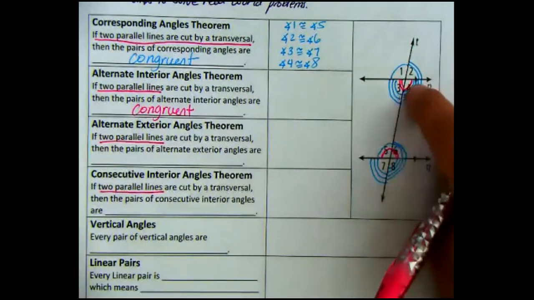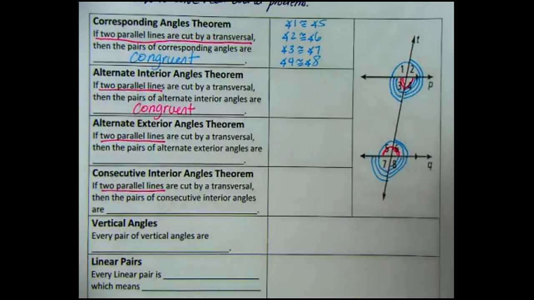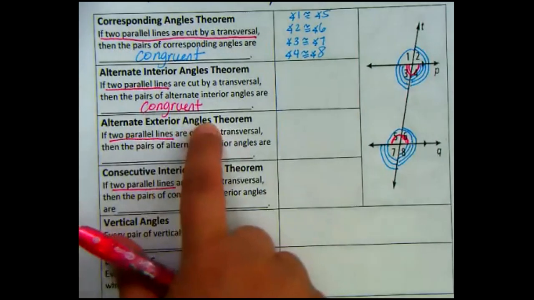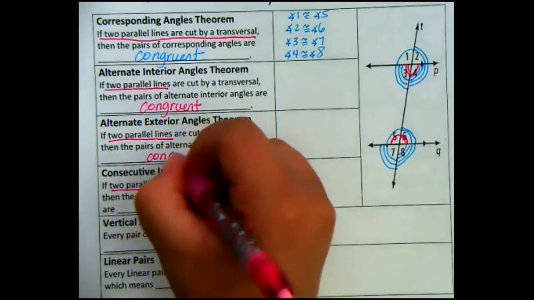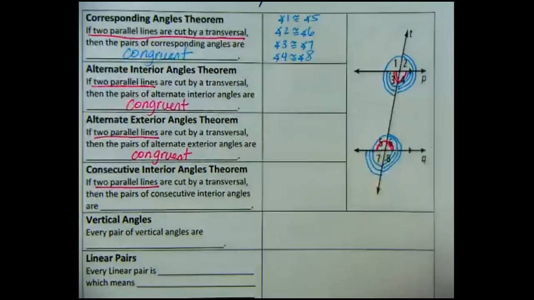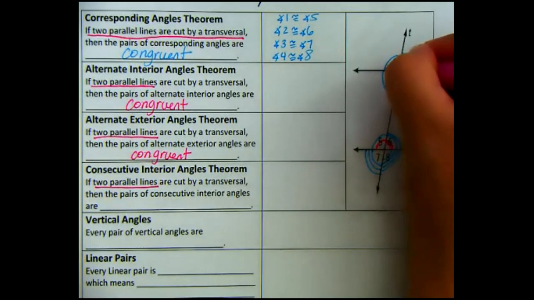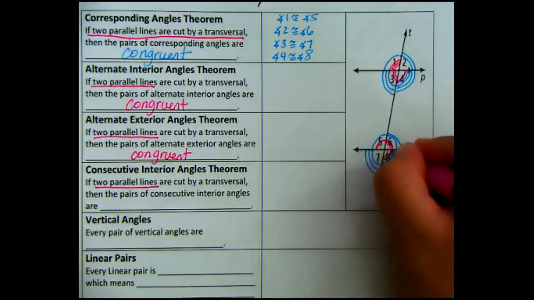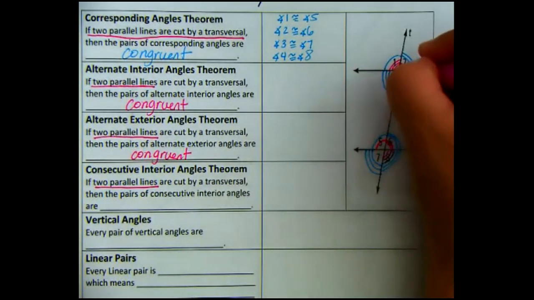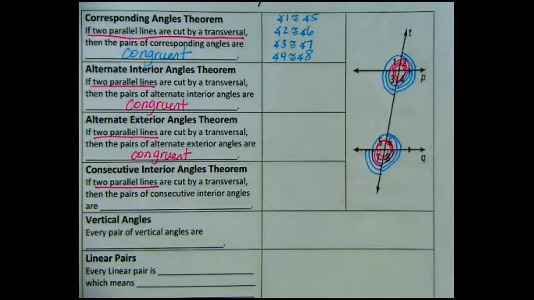So now these guys are congruent to each other, but that doesn't mean that these guys are no longer congruent to each other. They still are. There's a lot of congruency going on. And there's one more. Alternate exterior angles are also congruent. So that means now angle 1 and angle 8 are also congruent, and angle 2 and angle 7 are also congruent.